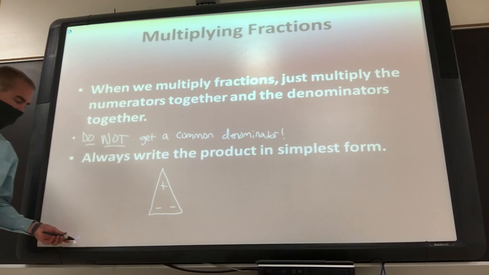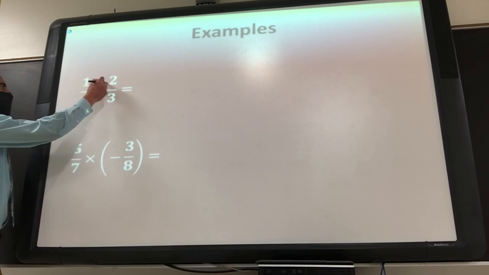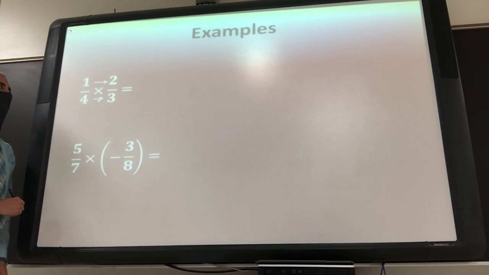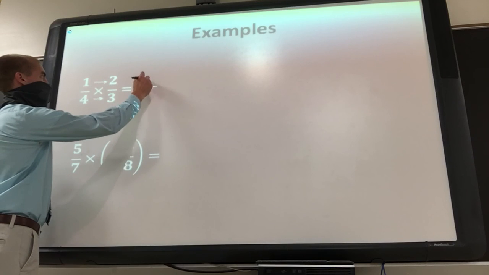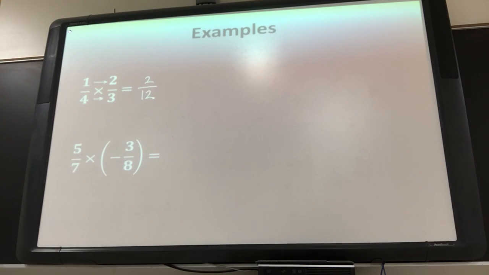Alright, so let's look at some examples. We've got 1/4 times 2/3, so we're going to do 1 times 2 and 4 times 3. The 1 times 2 would be 2, 4 times 3 would be 12, so it's just 2 over 12. So we do not get a common denominator, just multiply the numerators together, the denominators together.